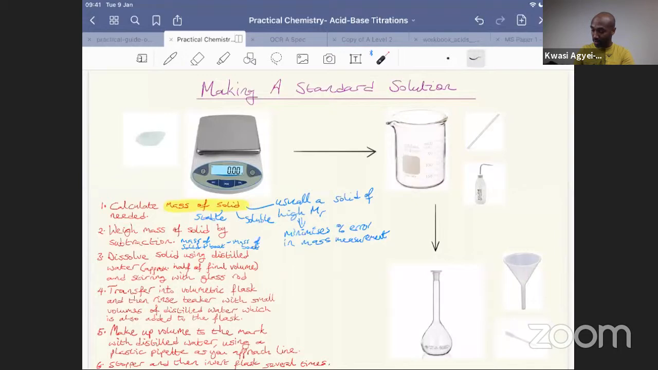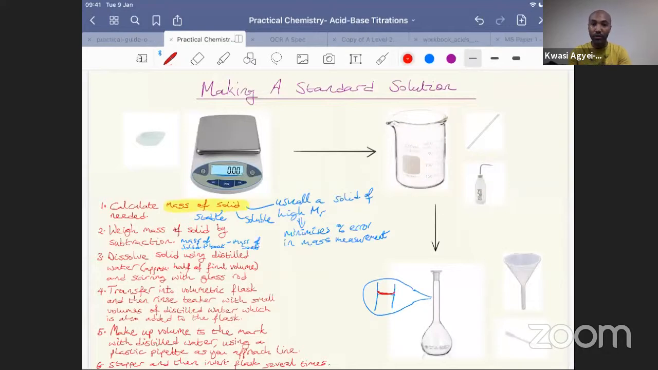Okay, so if we were to zoom in on the mark, let's say that is the mark, you want the meniscus of your solution to be sitting on the mark. Okay, so you want to make sure that you've got the exact volume required, and the way to do that is to add your water drop by drop as you approach the mark.